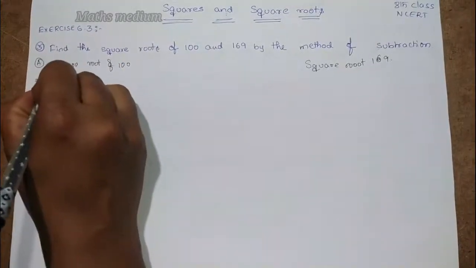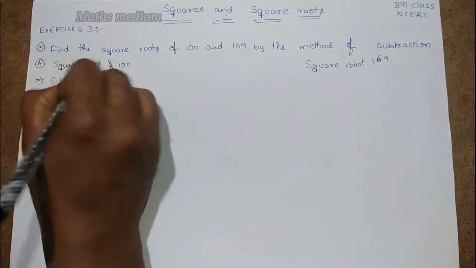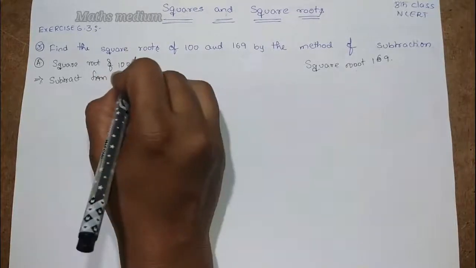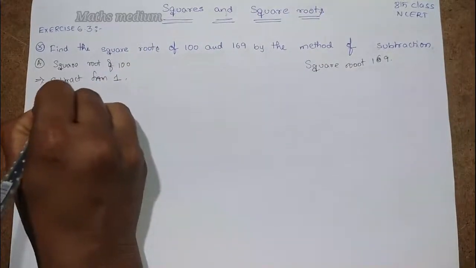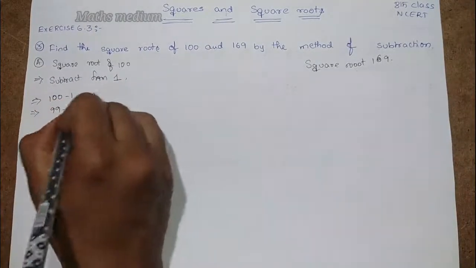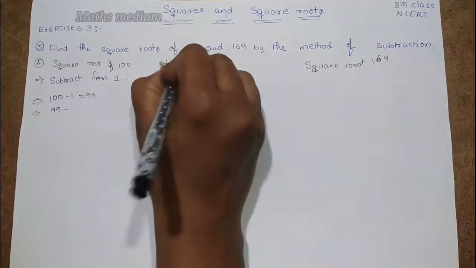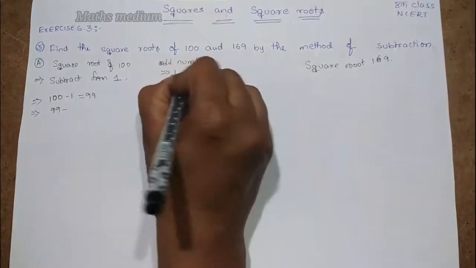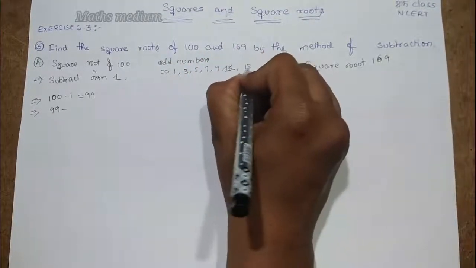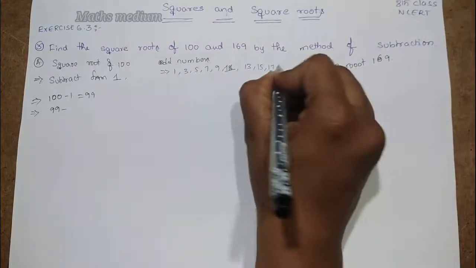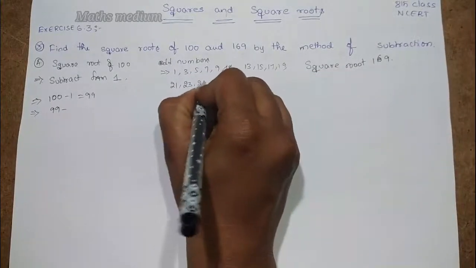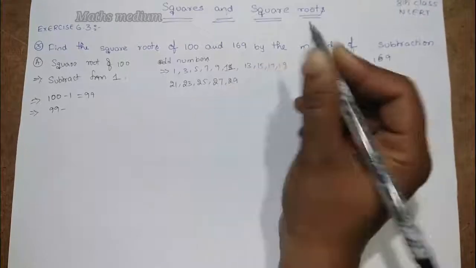Now, let's start. We know that we subtract from 1. So start from 1. It will go up to 0. So start with 100 minus 1. We get 99. Now we use 99 minus the next odd numbers. Odd numbers: 1, 3, 5, 7, 9, 11, 13, 15, 17, 19, 21, 23, 25, 27, 29 up to 30 I wrote.